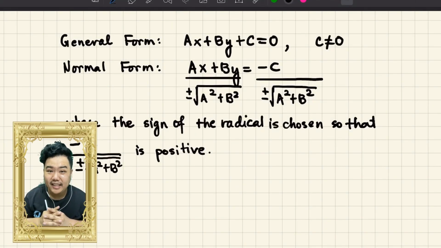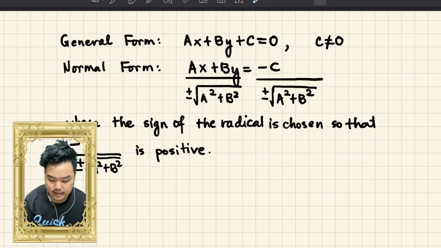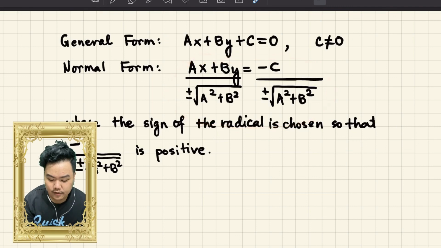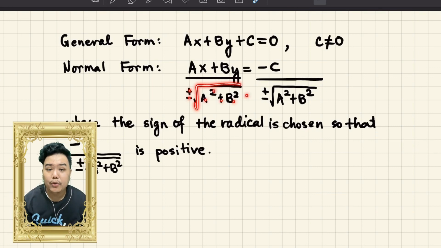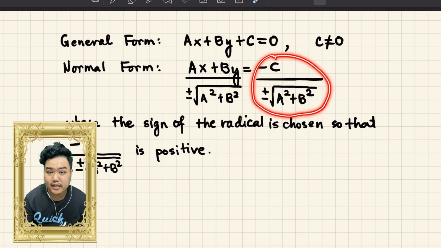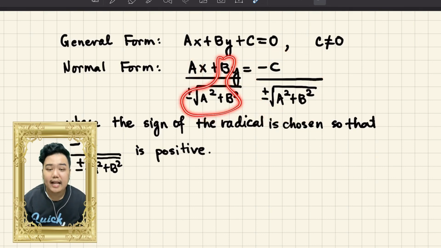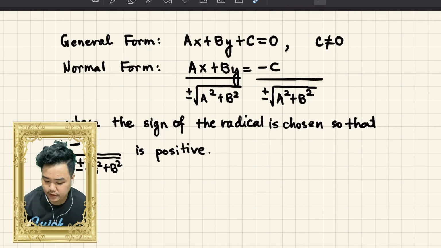Hello, so ngayon, i-derive naman natin kung paano na nakuha itong normal form ng line from the general form. So recall, nagdi-divide lang tayo ng plus minus square root of a square plus b square on both sides ng equation wherein yung constant ilalagay mo sa kabila. And the sign of the radical is chosen such that this constant is positive. Tapos yung number na ito, siya yung magiging rho. This is cosine alpha, sine alpha. So ang tanong, paano siya naging ganun?